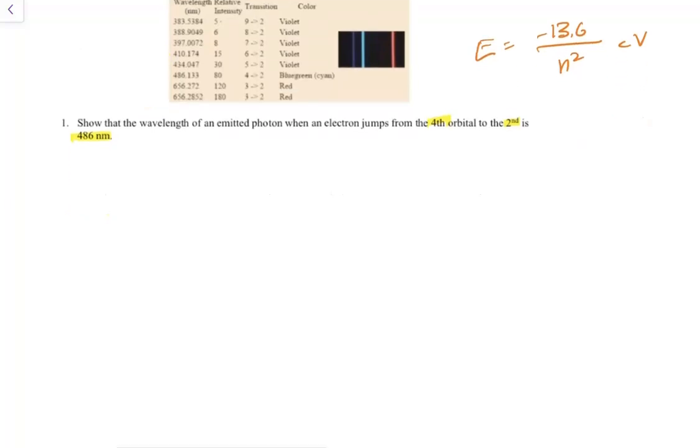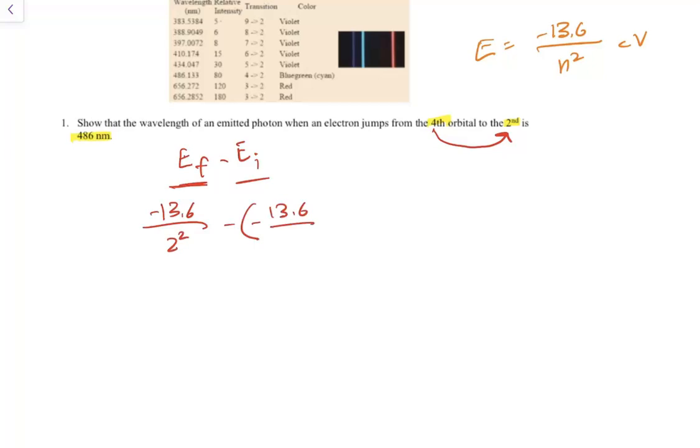So again we do E final minus E initial, but this time we're going to actually solve for E final and E initial using our 13.6 divided by n squared. So I get negative 13.6 divided by 2 squared, since I'm going from my 4th orbit to my 2nd, minus negative 13.6 divided by 4 squared. This gives me negative 2.55 eV.